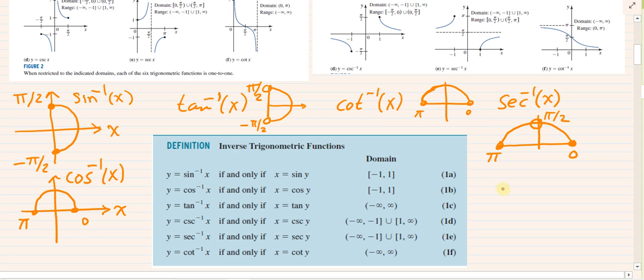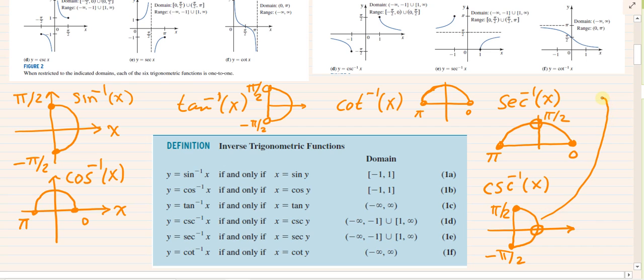Now, the range of cosecant inverse of x, because cosecant is the ratio of 1 over sine, I'm going to duplicate the graph that I have for sine. There you go. So make it work for sine, which is negative pi over 2 to pi over 2. And of course, cosecant of 0 is undefined, because sine is 0 at that point. Okay, and there you have it. And that's exactly what it is for cosecant right over here.